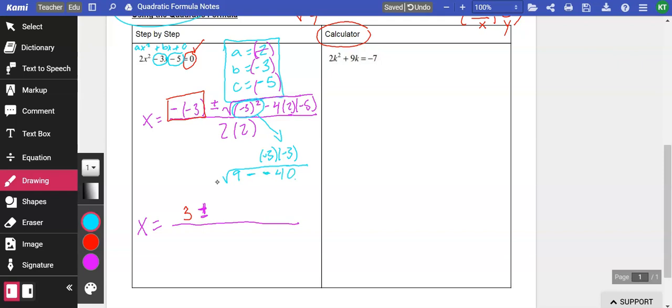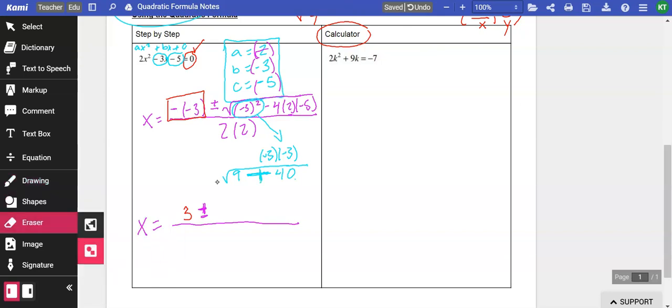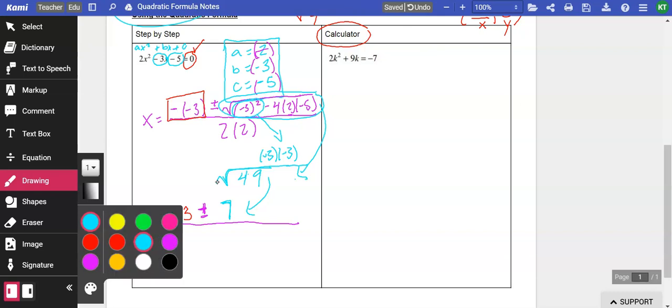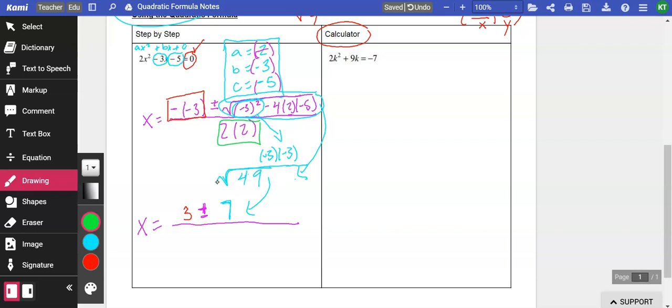This double negative here becomes a positive. The opposite of negative 40 is positive 40. 9 plus 40 is 49. So we can replace this piece underneath the square root with 49. And what is the square root of 49? The square root of 49 is 7. So right here we can put 7 because this whole piece was equal to the square root of 49, which is equal to 7. Then on the bottom we have 2 times 2. Well, 2 times 2 is 4.